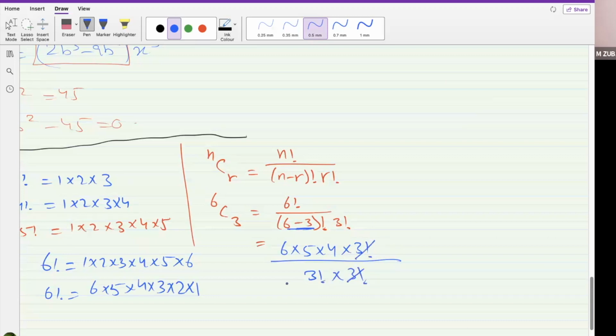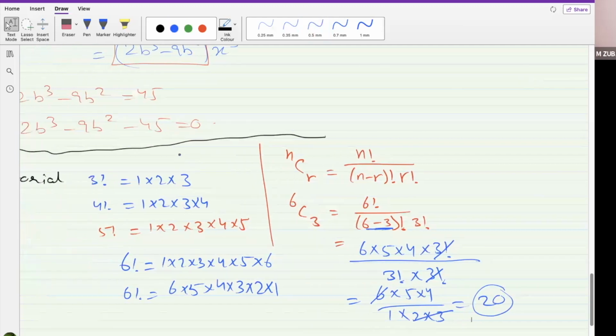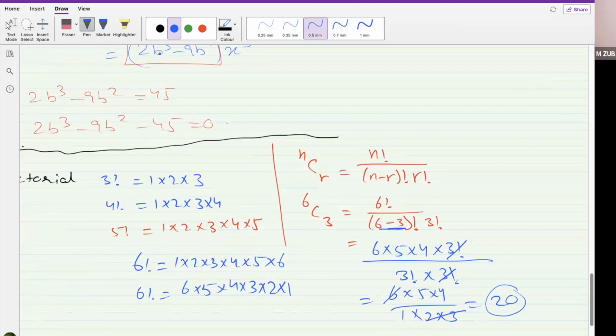You cancel out these two. Now you're left with 6 times 5 times 4 over 1, 2, 3. 2, 3 times is 6 and 6 cancel. So 5, 4 times is 20. Now 6C3 is 20. So these were the two subtopics before we move on.